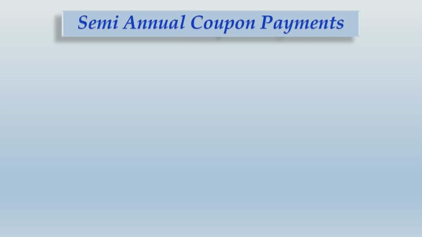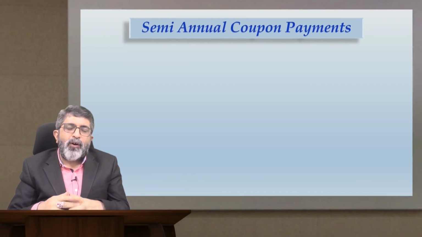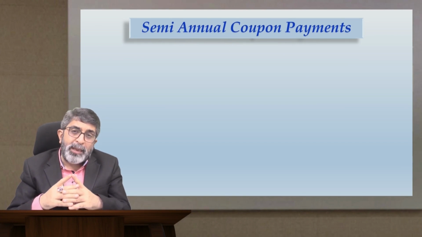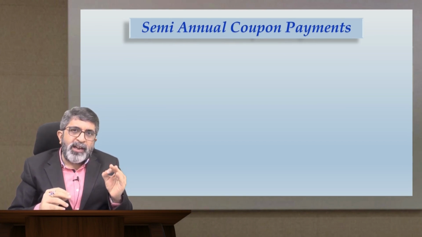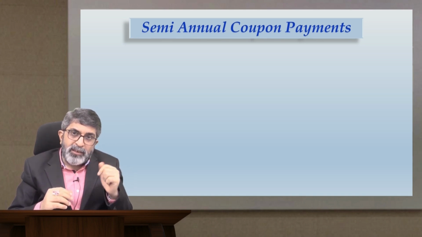Take up the next important concept for discussion, that is dealing with semi-annual coupon payments. Now, most of the bonds you will find are offering half yearly payments or semi-annual payments. So what will happen if the bond's coupon rate is 6%, but it is paying semi-annually?